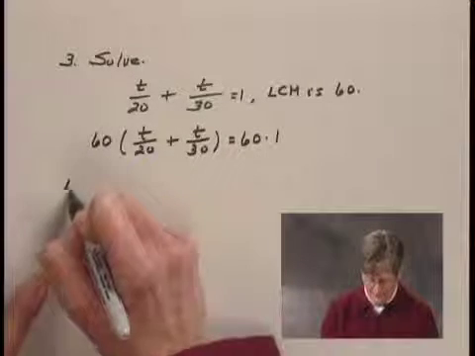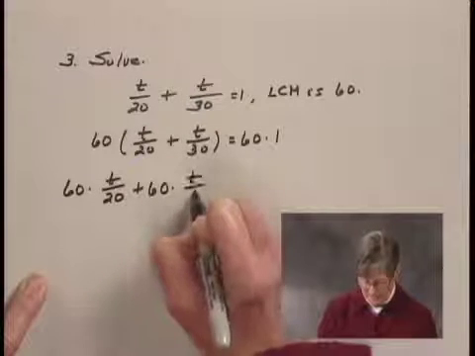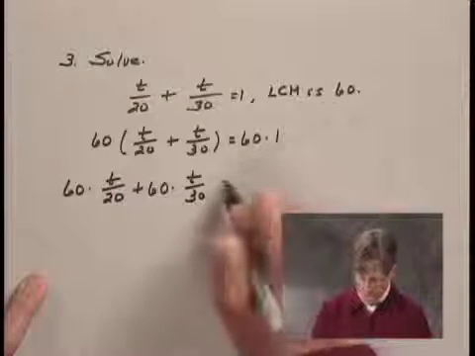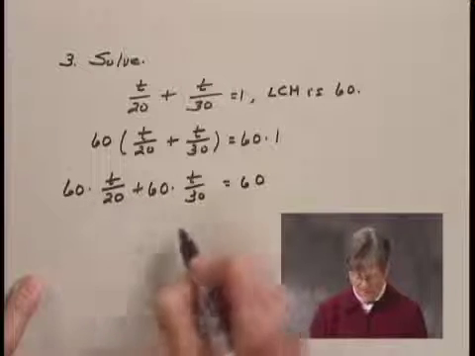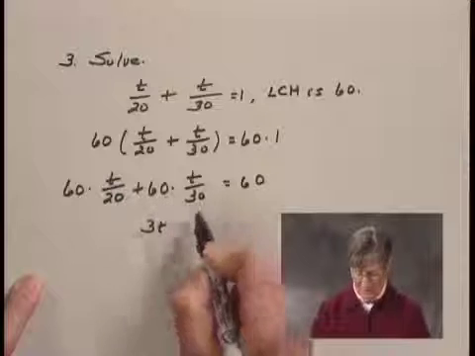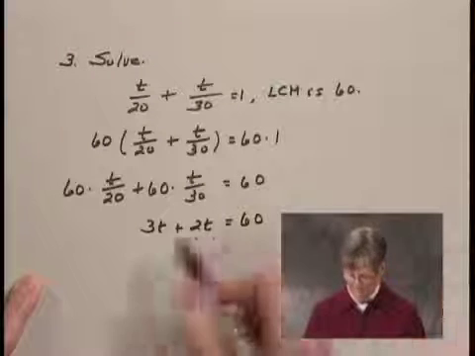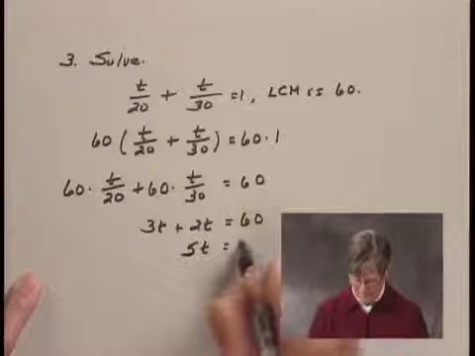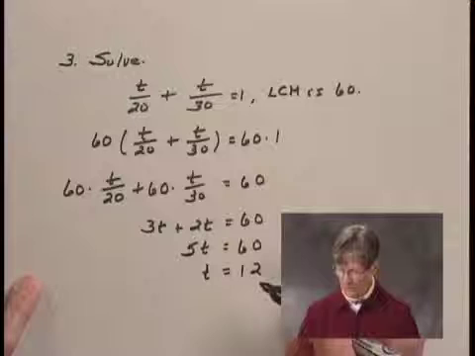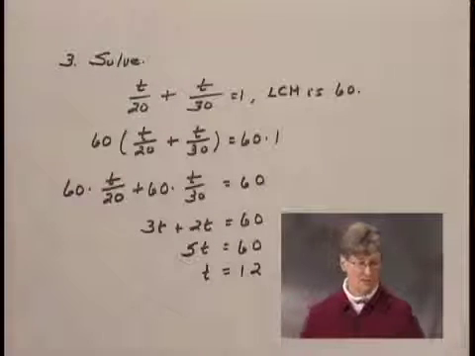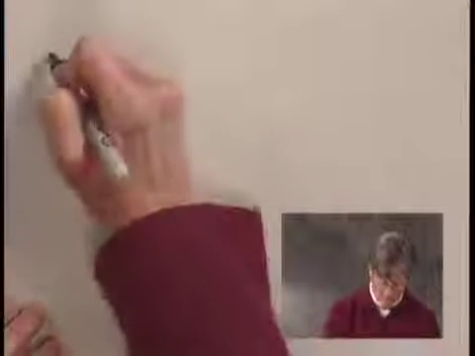Now on the left I have 60 times t over 20 plus 60 times t over 30. And on the right-hand side I have 60 times 1, or just 60. On the left, 60 times t over 20 gives me 3t, and 60 times t over 30 gives me 2t, and that's equal to 60. 3t plus 2t is 5t, and when I divide both sides by 5, I have t equal to 12. So it looks like the solution is that it will take 12 minutes for the machines to do the job working together. And let's check that and see if it is a correct solution.